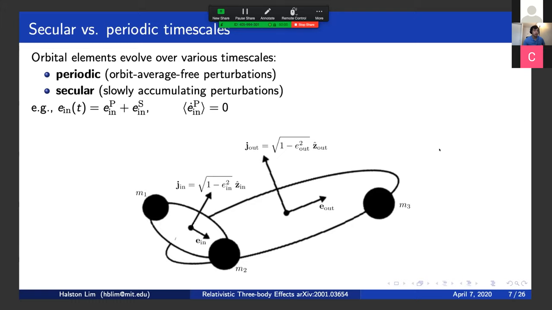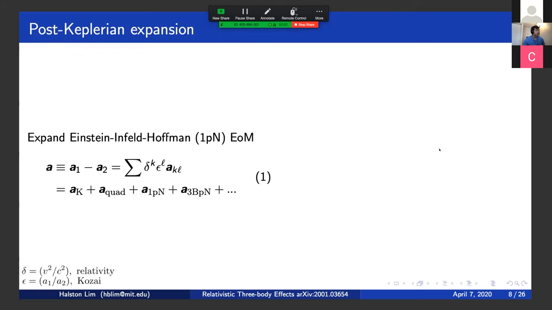All right. So I'm going to talk about the post-Keplerian expansion and how we can use that to calculate the secular evolution. So we start with the Einstein-Infeld-Hoffmann equations. So these are the 1PN equations of motion, and do that for a three-body system. And we want to look at the relative acceleration between body one and body two. And we can group the acceleration in terms of a Keplerian component and these corrections.